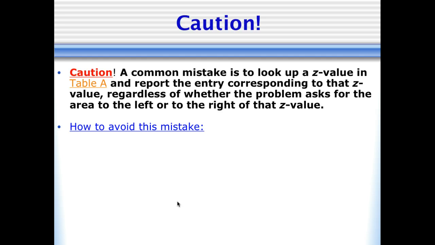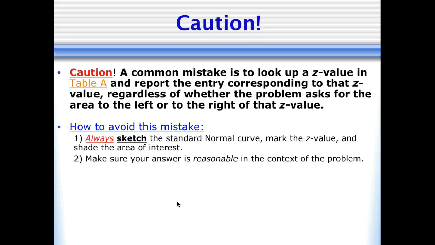So a common mistake is to look up the z-value and report the probability that corresponds to it, regardless of whether the problem asks for the area to the left or to the right. A tip to help avoid this mistake is to draw a distribution. Sketch your normal curve, mark the z-value, and shade the area of interest. Make sure your answer is reasonable in the context of the problem.